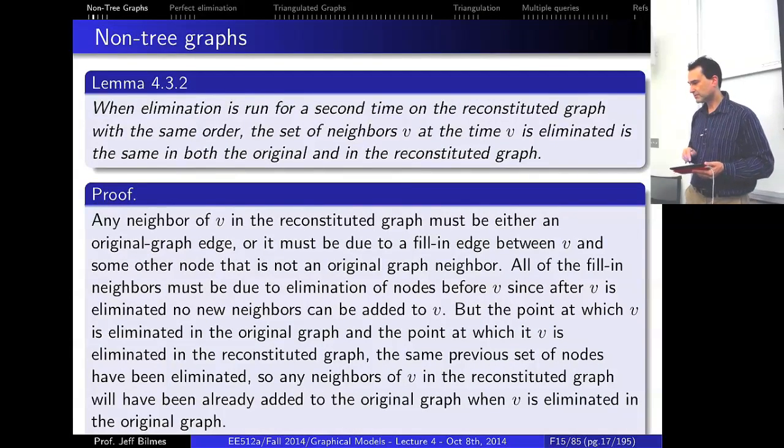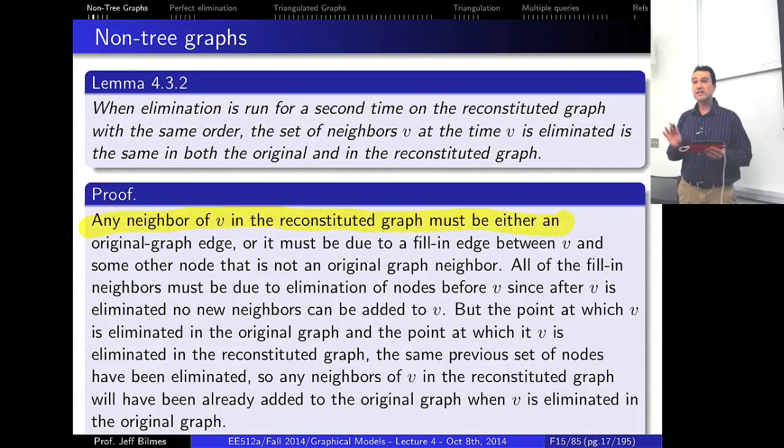But basically, here's how we prove it. Any neighbor of V, where V is any arbitrary node, any neighbor of V in the reconstituted graph must be due to either it being an original graph edge, namely it wasn't due to some fill-in, or it must be due to some fill-in edge between V and some other node that was not an original graph neighbor, right? So you're at this point V, and you're looking at its neighbors, and there's only two ways that it could have a neighbor. Either it was an original graph edge or it was a fill-in edge, right? So that seems pretty straightforward.